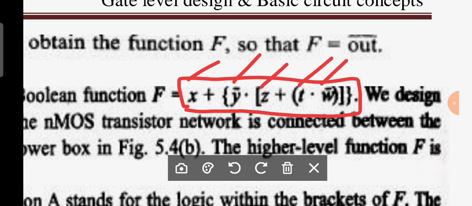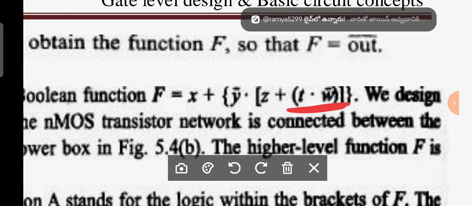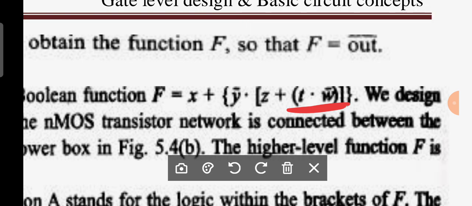Is it clear? Now can anybody try to tell how to design this? X plus y complement, okay, z plus t into w complement. I will give one hint. What is this first one? T into w complement. Shall we try to design a pull down network or pull up network? I will give a pull down network, then you try to design a pull up network. Later you try to combine these two.